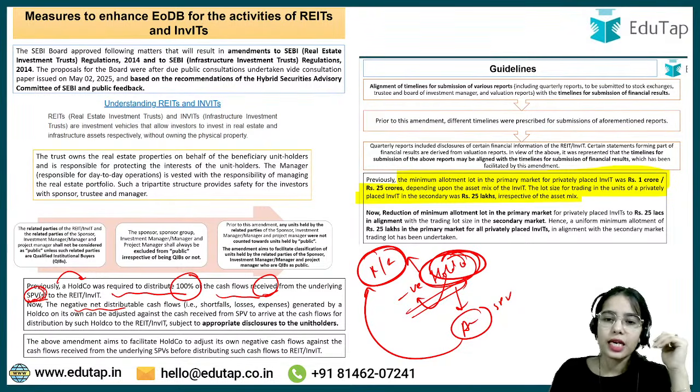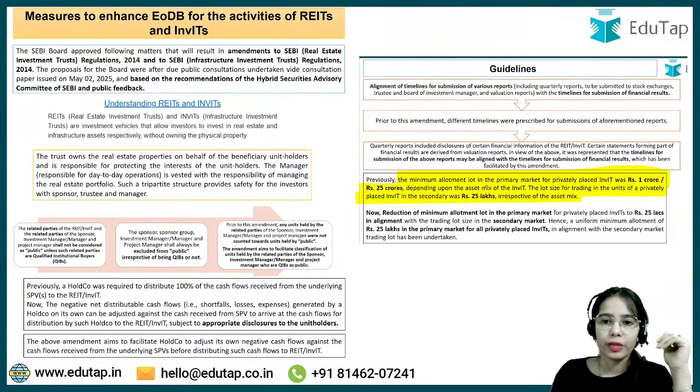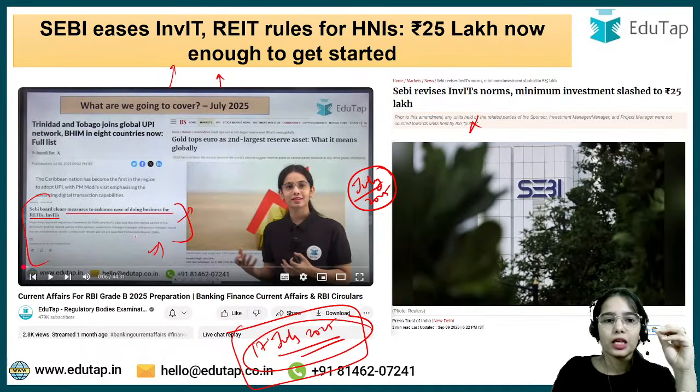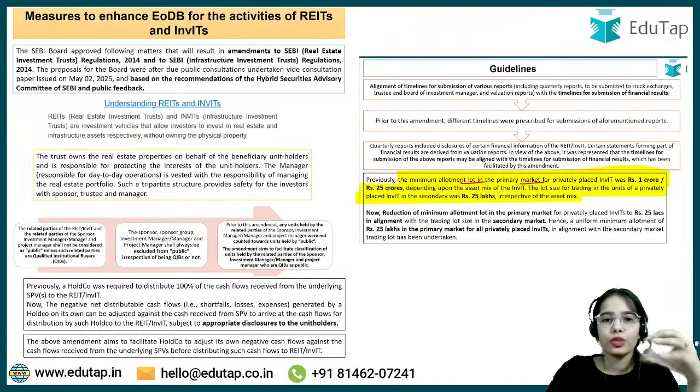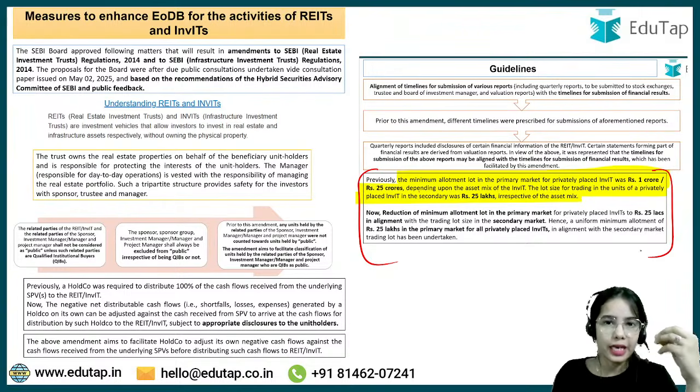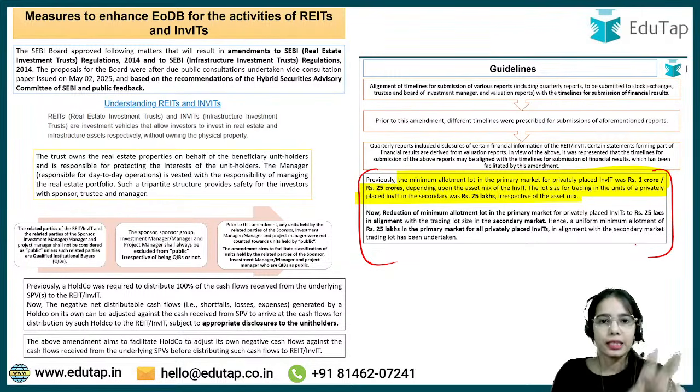The last one is the minimum allotment lot in the primary market. We have already discussed this, so I'm not going in depth. We discussed this news article in depth in the July session, so I'm just going to cover the basic idea. If you want a detailed understanding, you can go and see the July session. If you have already seen it, then this is the revision for you.